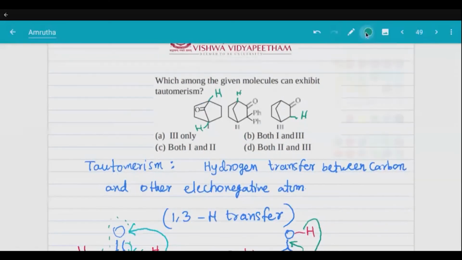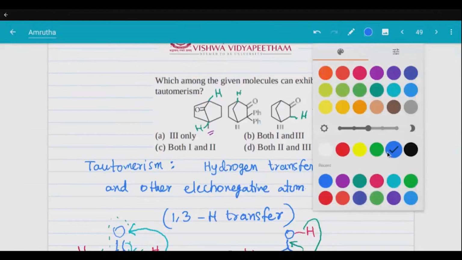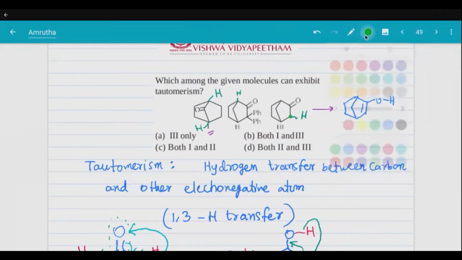So here a double bond is possible, but where? Only at the bridgehead position. In 1, only the bridgehead position. But in 3, yes, this is not a bridgehead position. This is possible, but this is not bridgehead. See, double bond and OH. Now this is the bridgehead position and there is no hydrogen here. So 2 is not possible. Bridgehead positions, you can't have a double bond. Understood?